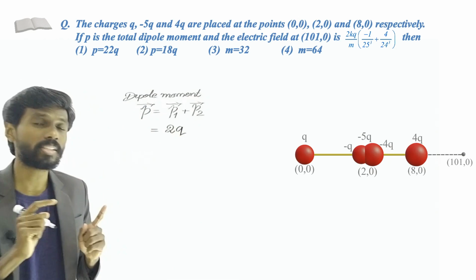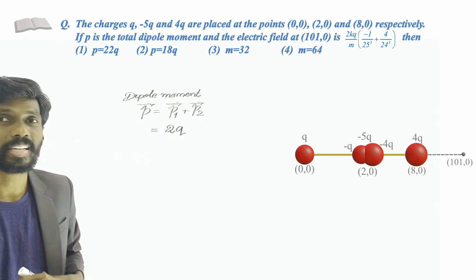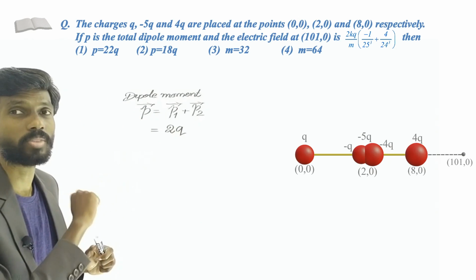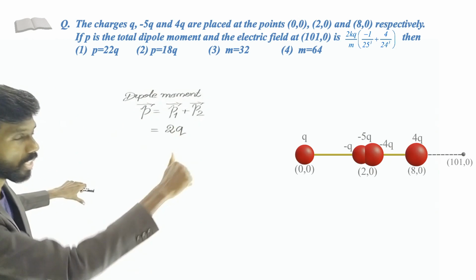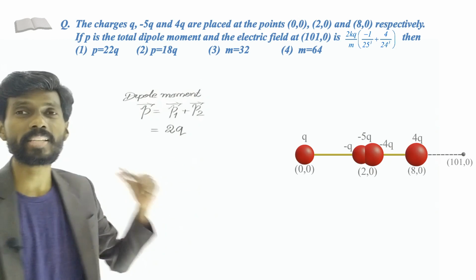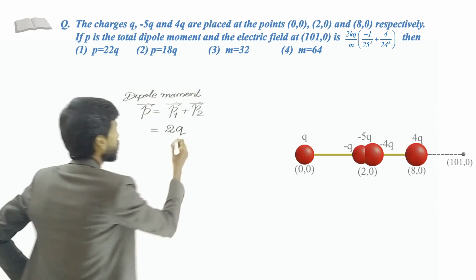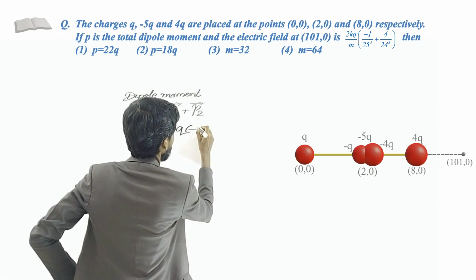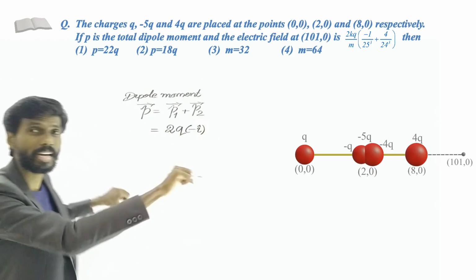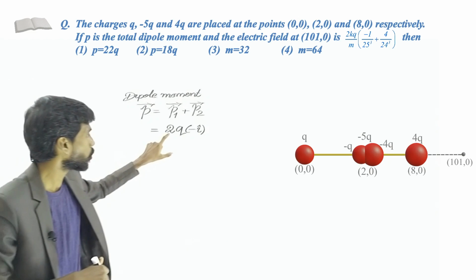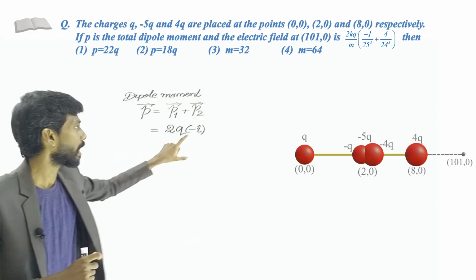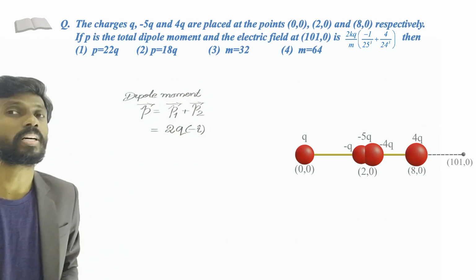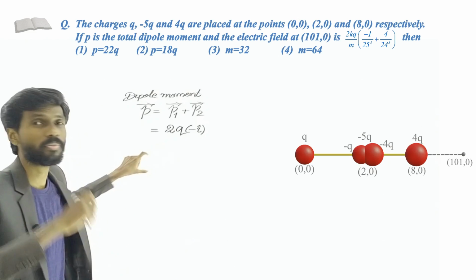But what is the direction? The direction of the dipole moment is from the negative charge to the positive charge. That means from that charge to this charge, it is in the negative x direction. So the vector along that direction is minus i cap, in the negative x-axis direction. So 2q is the magnitude and that is the unit vector in the direction of the dipole moment.